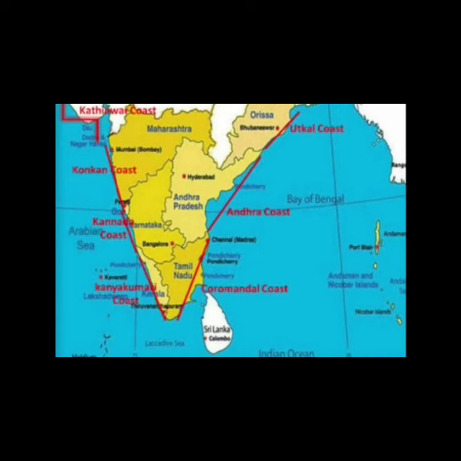Lake Chilika is an important feature along the eastern coast. You might be thinking, what is Chilika Lake? The Chilika Lake is the largest saltwater lake in the world. It lies in the state of Orissa, to the south of the Mahanadi Delta.